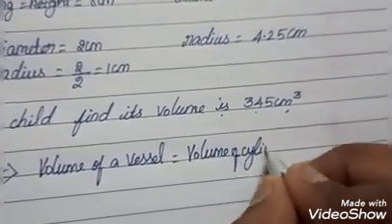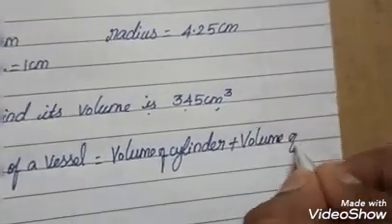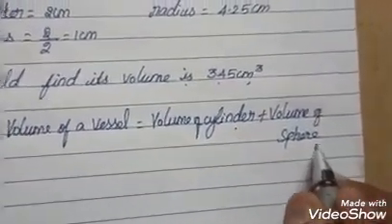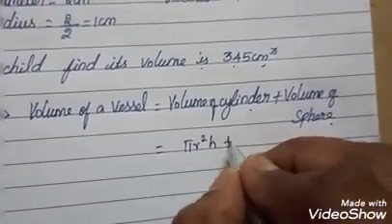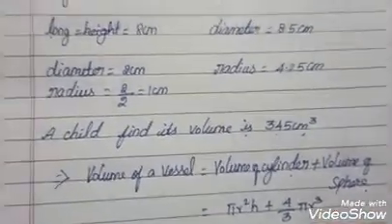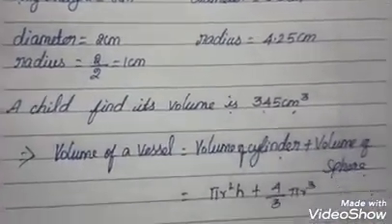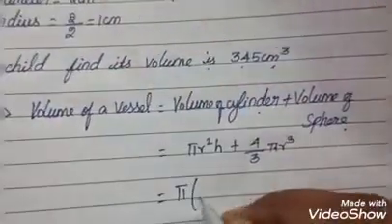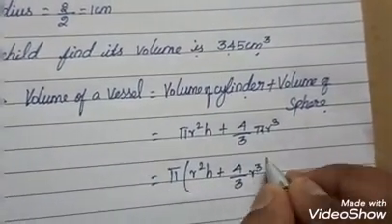Volume of a vessel contains volume of cylinder plus volume of sphere, that is the cylindrical part and the spherical part. Which is equal to pi r square h plus 4 by 3 pi r cube. You can see the radii are not the same here, but the value of pi is the same, so I take pi common: r square h plus 4 by 3 r cube.